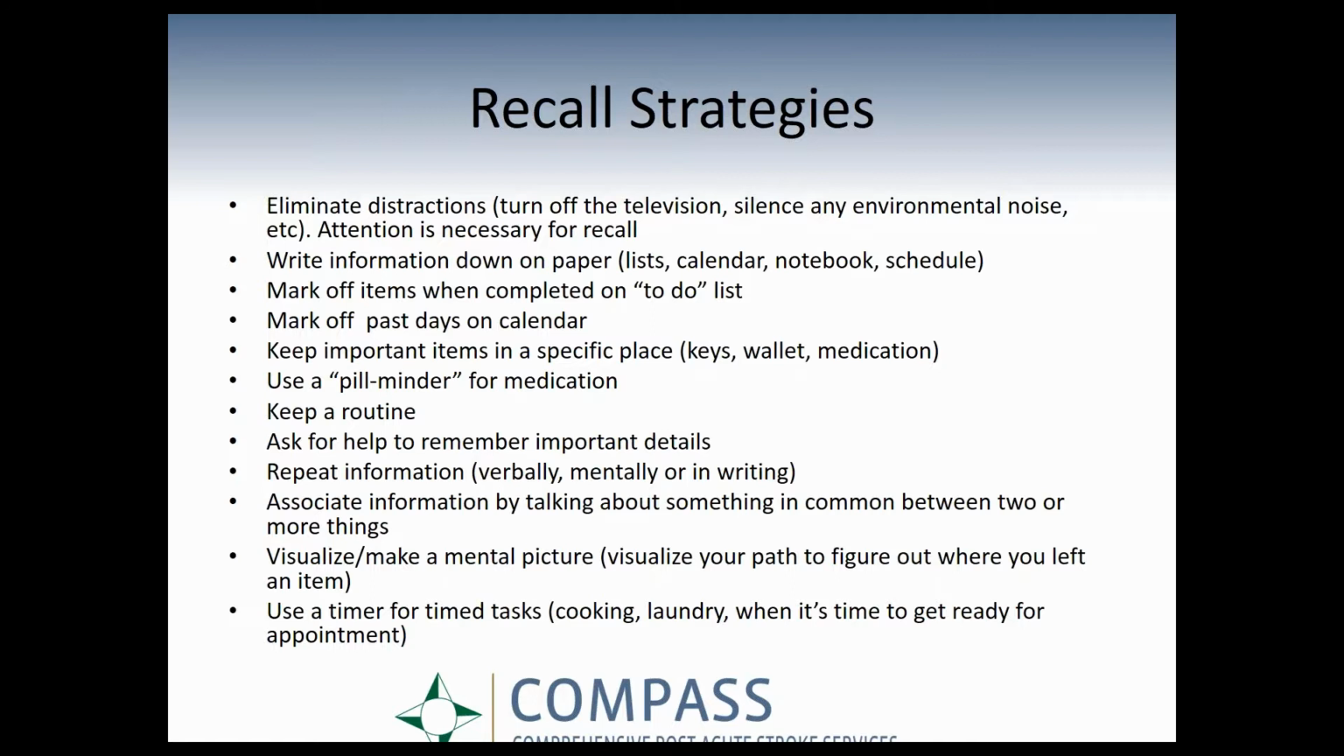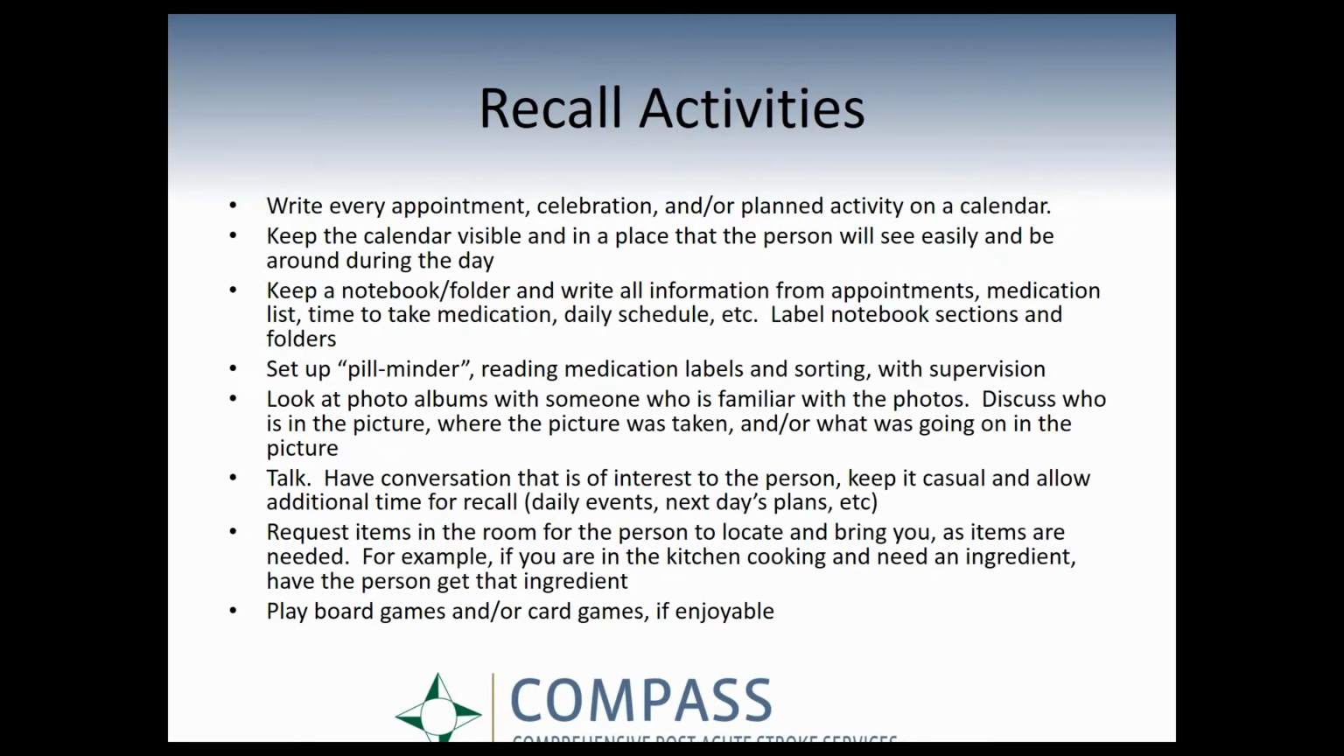Things I highlight to patients, of course, I've already talked about a calendar and a pill minder, but also setting timers when they're doing tasks, particularly for severe memory impairment that might impact cooking, or maybe forgetting to even get their laundry out of the laundry machine, and these types of things. Eliminating distractions is the biggest one I emphasize, because if we can't pay attention, then we really set ourselves up for failure across all activities.